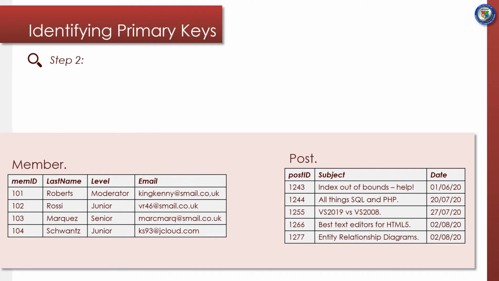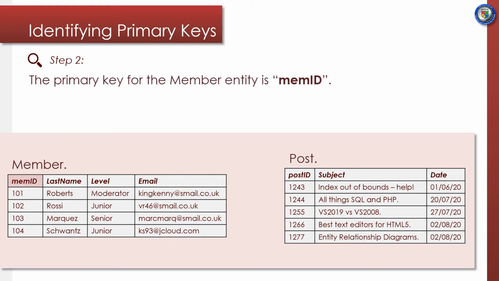Step 2 is identifying the primary keys, or the key fields. The primary key for the member entity is memID. This has been highlighted in the member entity table. The primary key for the post entity is postID. This has now been highlighted in the post entity table.